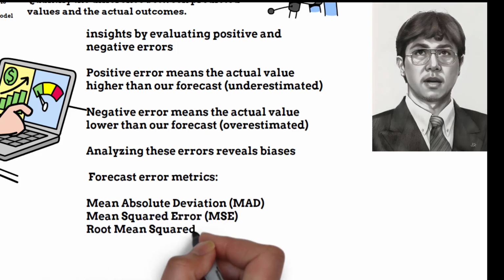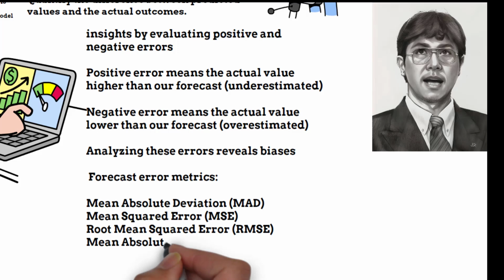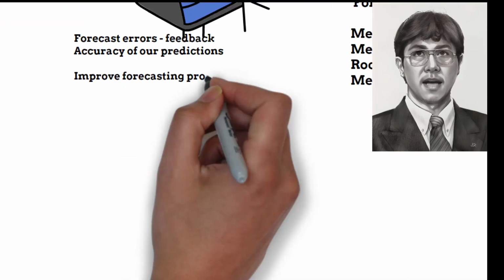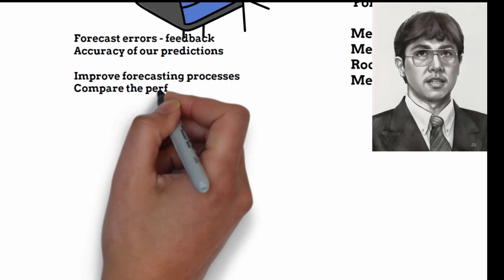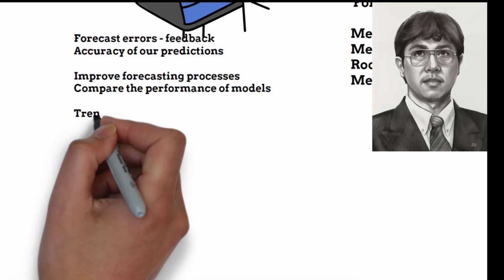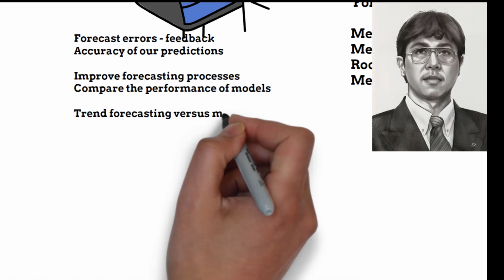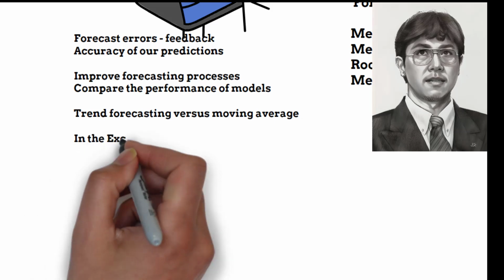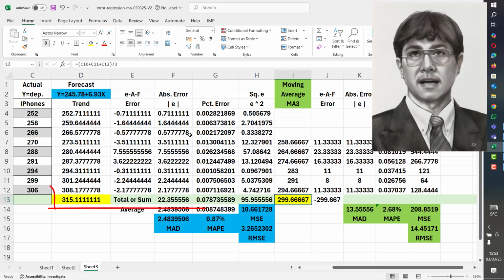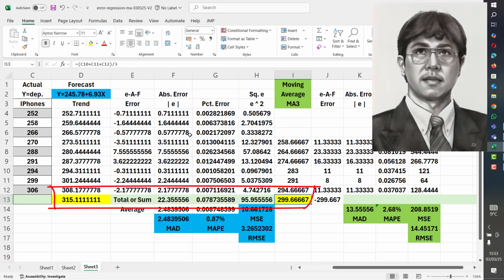In summary, forecast errors provide vital feedback on the accuracy of our predictions. They allow us to continuously improve our forecasting processes and compare the performance of different models, such as trend forecasting versus moving average forecasting. In the Excel table, the yellow highlights indicate forecast values. The blue highlights show the performance metrics of the trend regression model: MAD, MSE, RMSE, and MAPE. The green highlights show the performance metrics for the 3-week moving average model.